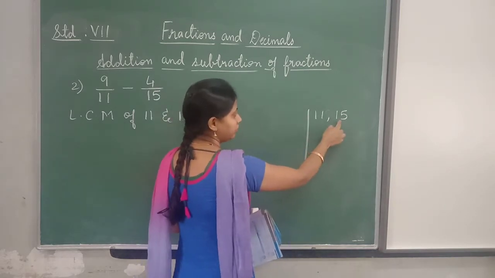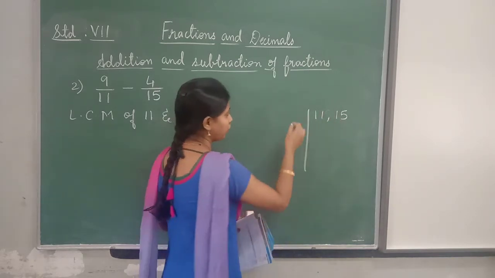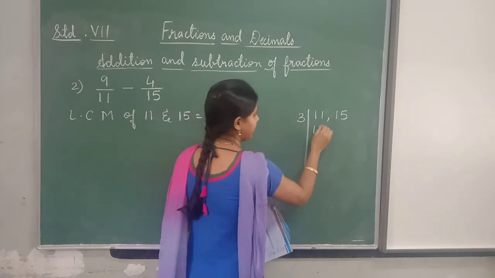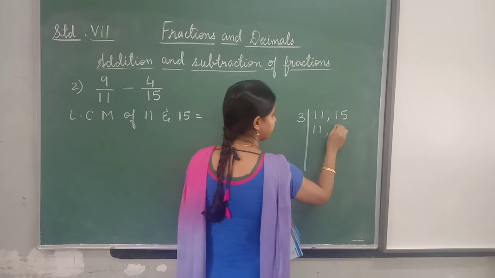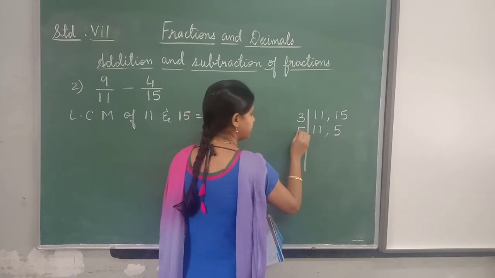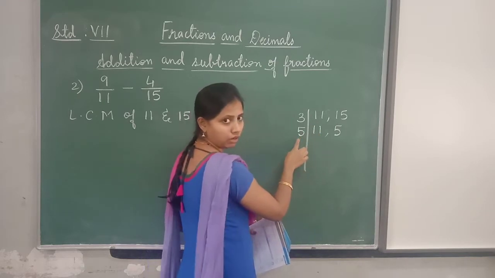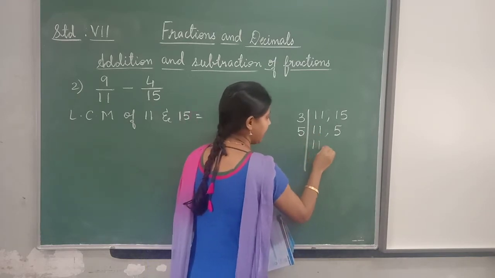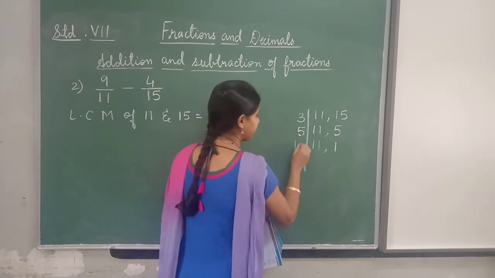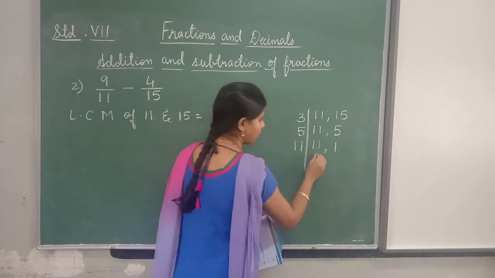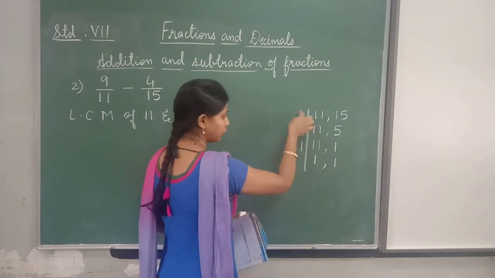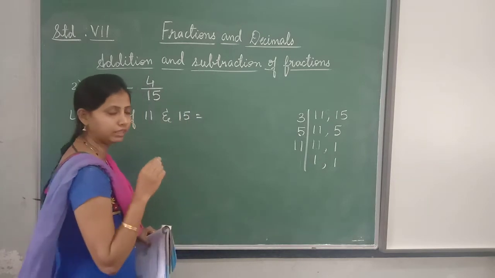So 15's first factor is 3. So you can start with 3. 11 is not divisible by 3, so write 11 as it is. 3 fives are 15, so write 5. Next, 5 is divisible by 5, so write 5 here. 11 is not divisible by 5, so write 11 as it is. 5 ones are 5, so write 1 here. Now next, 11's factor is 11 itself. 11 ones are 11. So you got 1. So these are the factors to be multiplied to get the LCM.